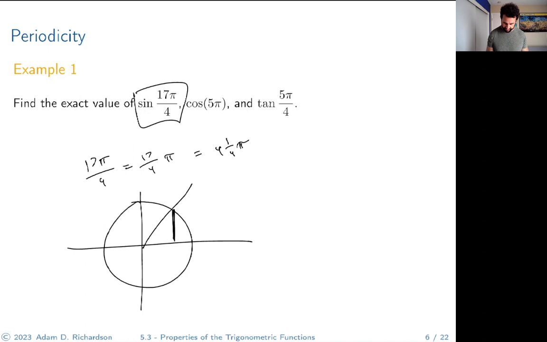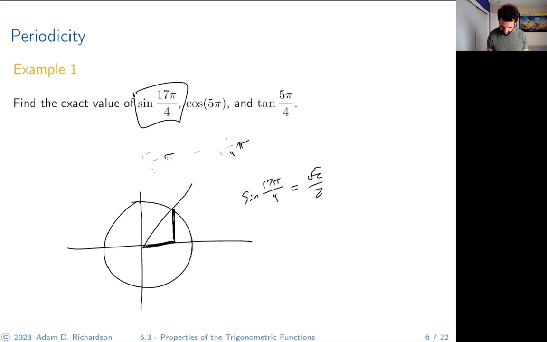Just like last time, this is going to be a 45, 45, 90 triangle. So we get that sine of 17 pi over 4 is equal to root 2 over 2. Done. Not too bad, right? So hopefully you're getting a little quicker at these now, because you realize you just have to do division and then count. Just appeal to counting when you can, right?